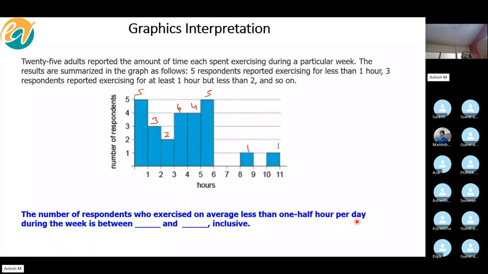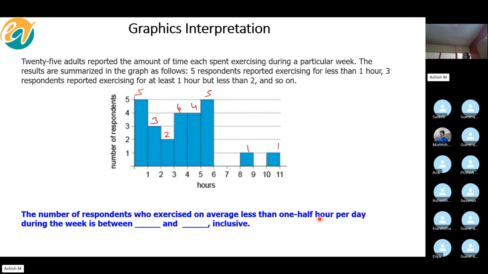Now that's the confusion. What is asked is per day, while the graph is talking about week. So clearly, what will be the easiest way to convert this into week? Half hour per day. How much would it get converted into per week? 0.5 into 7. And this is what I mentioned at the beginning of this class. 1 week is 7 days.